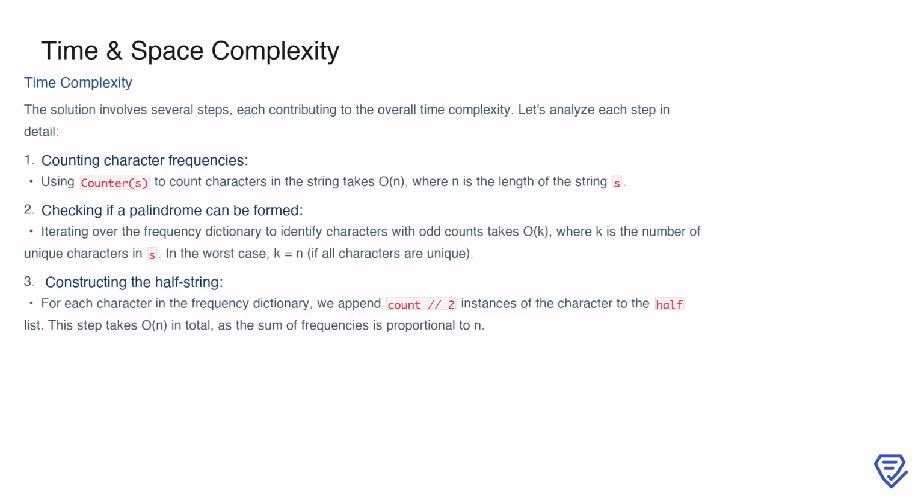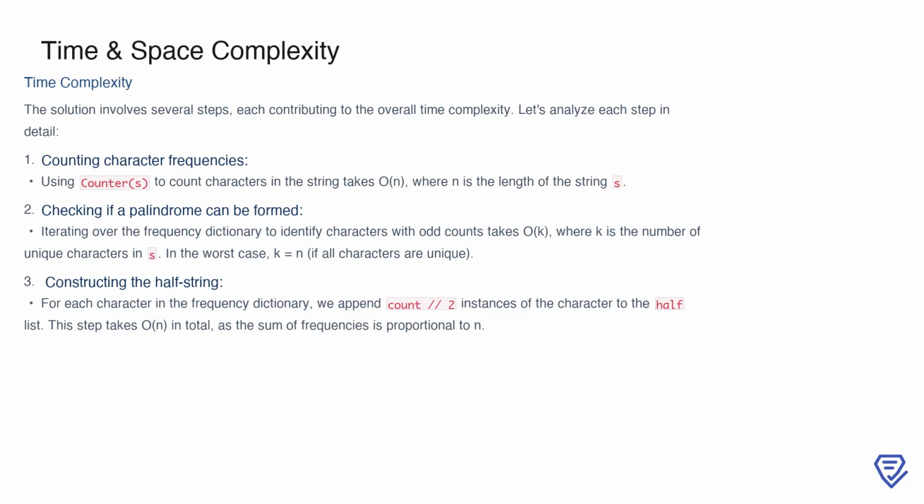To understand the time complexity of our solution, we can break it down into distinct steps. First, counting the character frequencies using the Counter function runs in O(n) time, where n is the length of the string. This is because the function iterates through each character in the string exactly once. Next, we check if a palindrome can be formed by identifying characters with odd frequencies. This involves iterating over the frequency dictionary, which takes O(k) time, where k is the number of unique characters. In the worst case, k could be equal to n if all characters are unique.